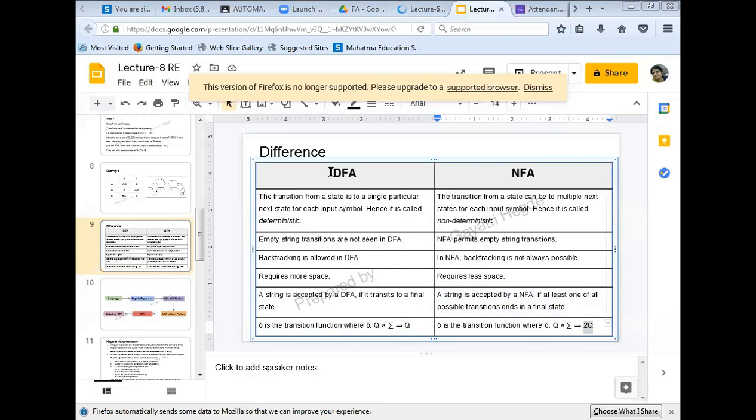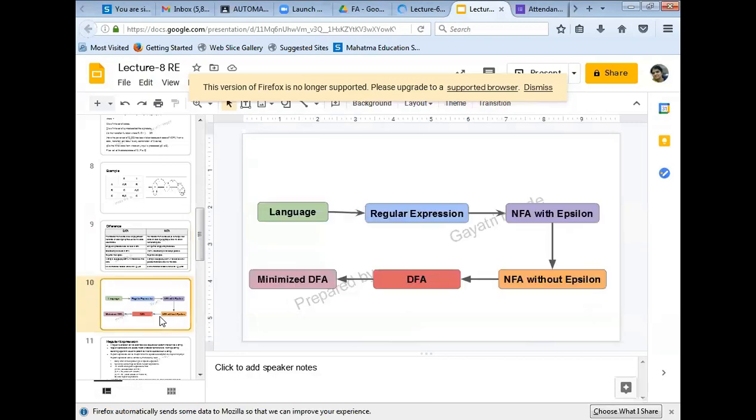To get a DFA, that is deterministic finite automata, given a language, we have already seen how to design a DFA, right? But there are some examples where we cannot directly convert the given language to a DFA. We require a few steps. These are the steps: language to regular expression, regular expression to NFA with epsilon, NFA with epsilon to NFA without epsilon, NFA without epsilon to DFA, DFA to minimized DFA. All the steps you have to follow. We'll see all the steps one by one.